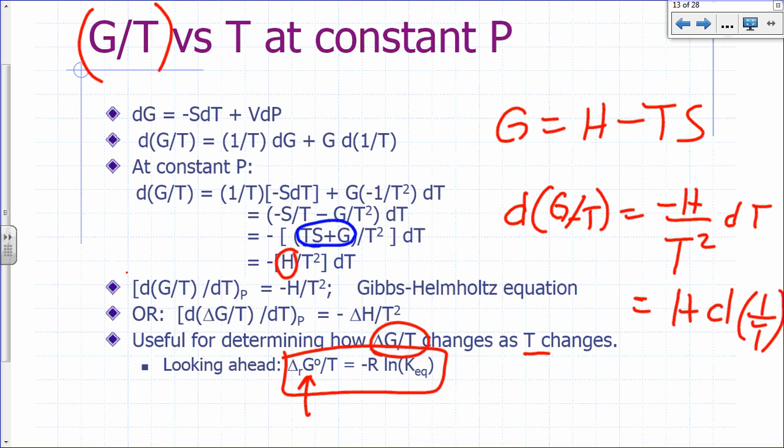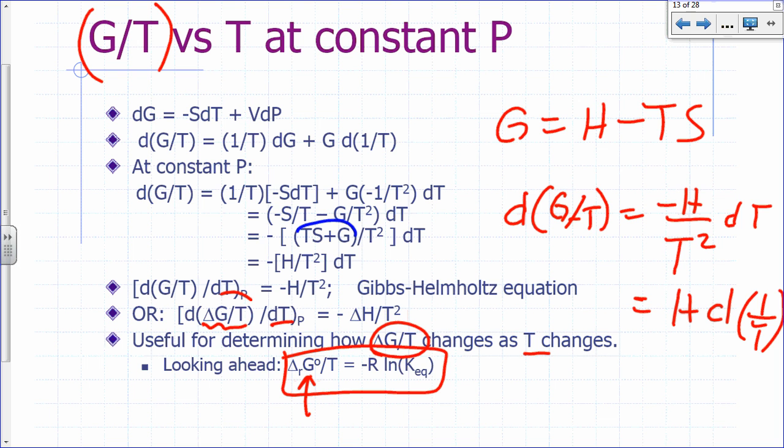So this equation right here, if you take the derivative with respect to temperature at constant pressure, then that dT cancels out on the right. This is what's known as the Gibbs-Helmholtz equation. And if you're looking at a process, then you can also say that the rate of change of the delta G for that process divided by T with respect to temperature would be equal to negative delta H over T squared. So what's the significance of this?